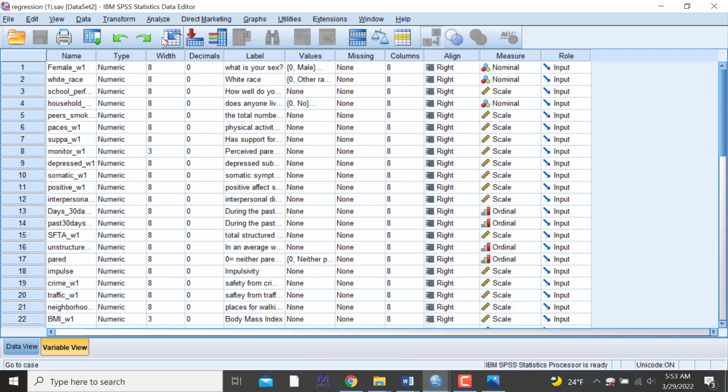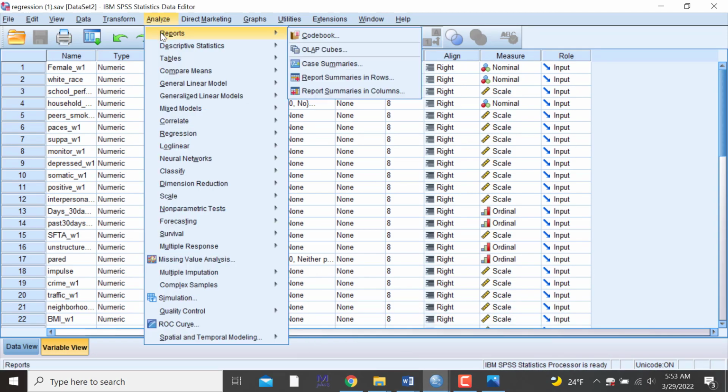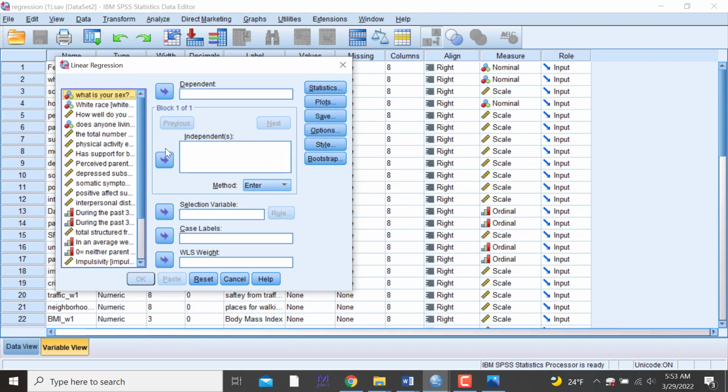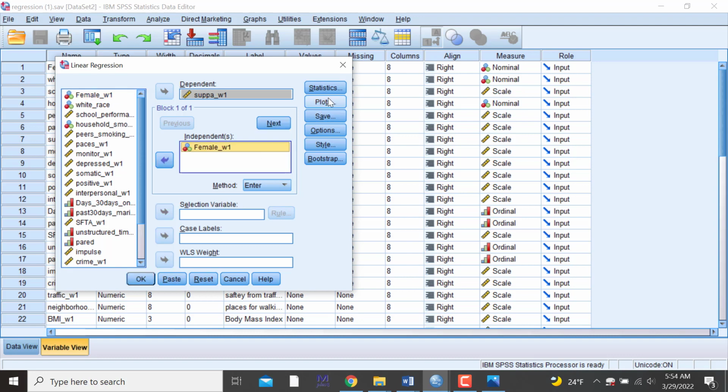So let's analyze, regression, linear regression. The first step, we have our variables listed here. I like to right click them because I kind of know what the variable names are. So we want to predict physical activity support, that's our dependent variable, from biological sex. In this case, it's written as female. Why? Because this is just my personal preference. If I know male is 0 and female is 1, why not just call it female? I'm going to do a couple minor things here and I'll explain them as we go.